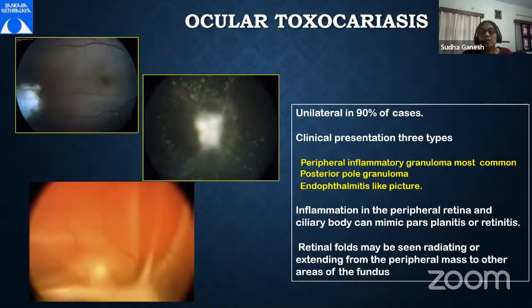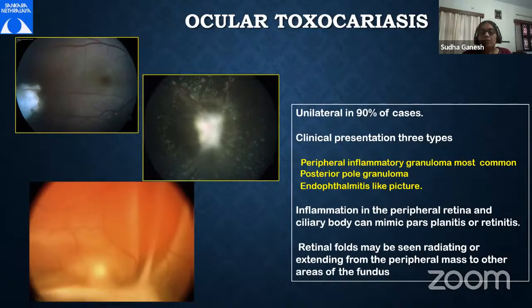Coming to toxocariasis, it's unilateral in 90% of the cases. The clinical presentation of toxocariasis can be either a peripheral granuloma that you see here, which is the most common, or it could be a posterior pole granuloma that was seen in one of our patients. And sometimes it can be an endophthalmitis-like picture as well.